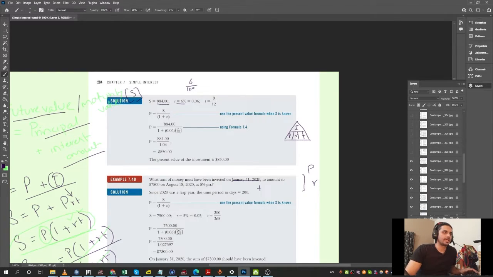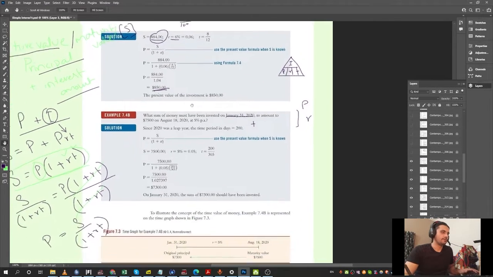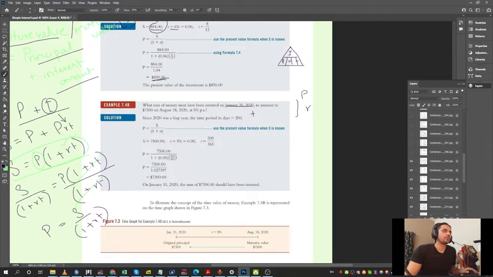And when you solve and calculate, you end up with $850. So in other words, the present value, or the principal amount that you need to invest today at this rate and in this amount of time to get this amount of money, is actually $850. So if you invested $850 today, if that was the present value of your principal amount, and you invested it at a rate of 6% for 8 months, you'll end up with $884, okay? So let's get more clarity. Let's look at another question.